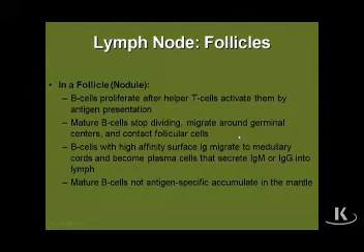These are sites where B cells proliferate after helper T cells activate them by antigen presentation. The mature B cells stop dividing, migrate around the germinal centers, and contact follicular cells. The B cells with high affinity Ig migrate to medullary cords and form plasma cells that secrete antibody into lymph. The mature B cells that are not antigen specific will accumulate in the mantle area that's adjacent to the germinal center.